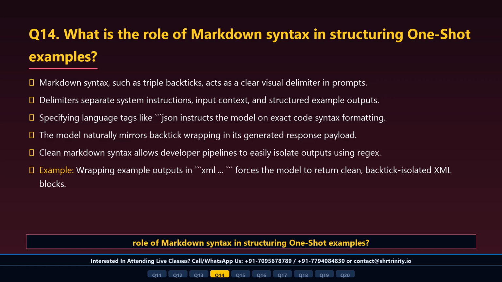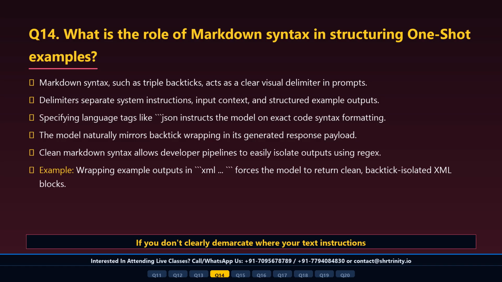What is the role of Markdown syntax in structuring one-shot examples? Class, today we're discussing visual boundary markers in prompt design, specifically Markdown syntax. When building automated AI workflows, isolating prompt instructions from example outputs is crucial. If you don't clearly demarcate where your text instructions end and where the structural example begins, the model can get confused and mix prompt text into the final output.